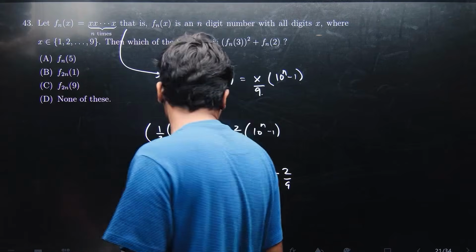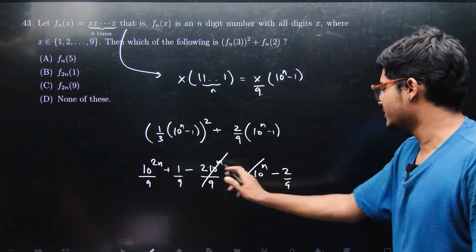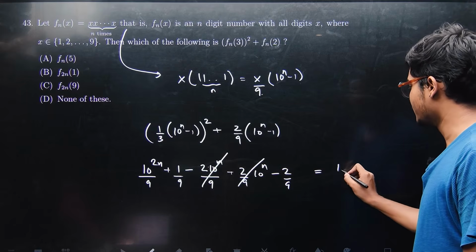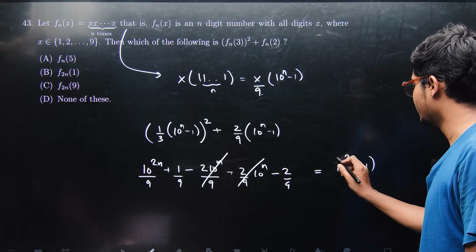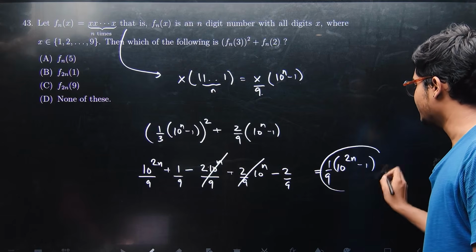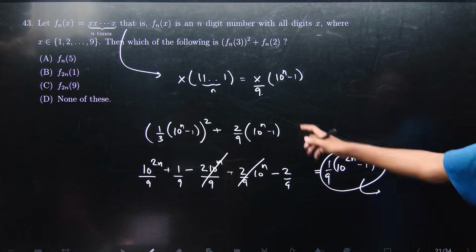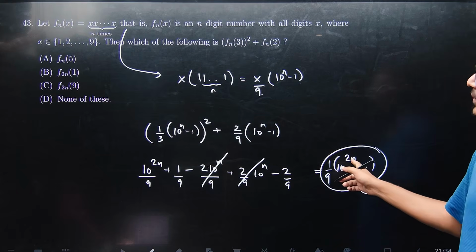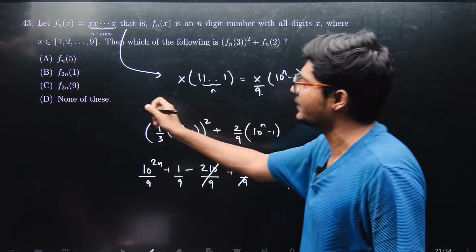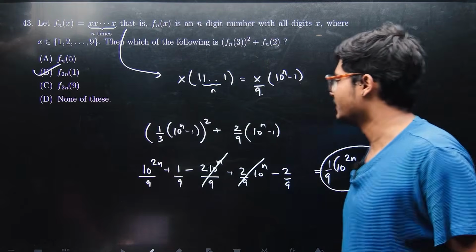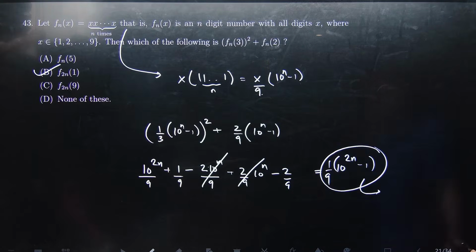So from here, this term and this term cancel out. These two terms will give you what? Minus 1. So this becomes 10 to the power 2n minus 1 by 9. And what is this number now? This basically, with the same argument, x is equal to 1 and it has 2n digits. So it's basically 2n 1s, one after the other. So that is option B. As simple as that. Coming to the next one.